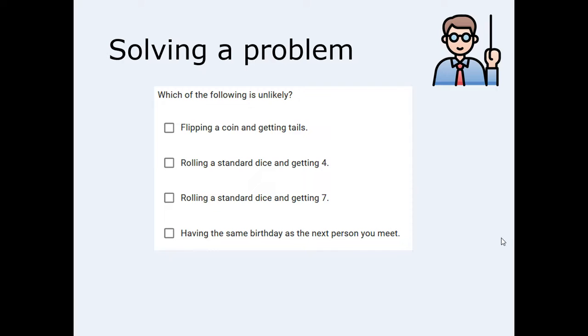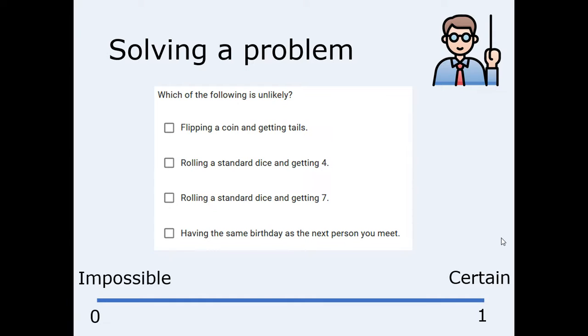So let's just have a look at a problem then. Here we've got a question: which of the following things is unlikely? And again, we've got 4 different options. The first one is flipping a coin and getting tails. When you flip a coin, you've got a 50-50 chance of getting heads or tails. So the probability of getting tails, and this is how we would write this, we'd write P(tails). That's just a shorthand for saying what is the probability of getting tails.